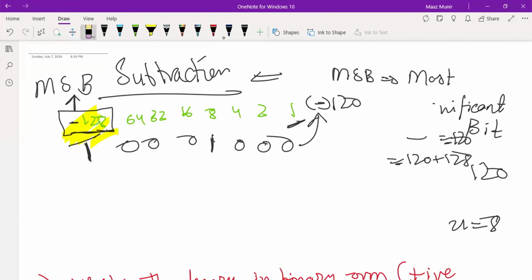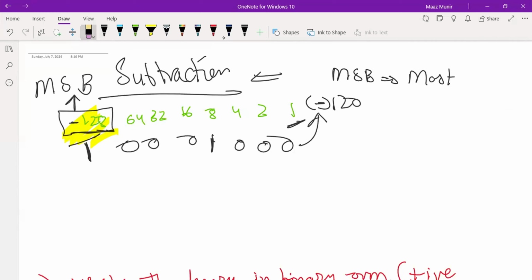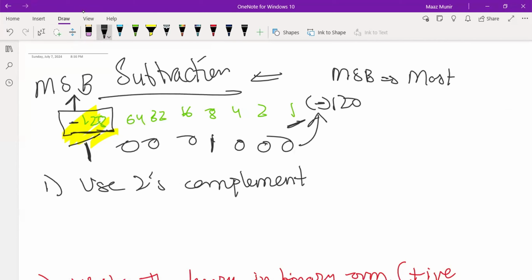Now I'm going to discuss a very, very important thing. This is a question which is mostly tested in your examinations. They tell you firstly to use twos complement. Mostly when students hear the term twos complement, they get confused. They think we have to give the answer in negative form, but that's not a must. You could also give your answer in positive form.